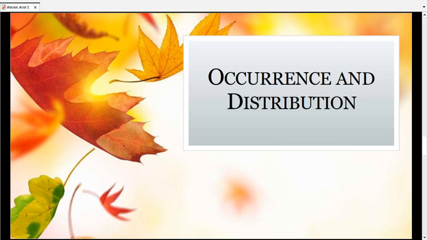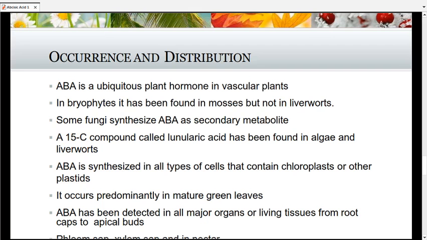Now we will study its occurrence and how it is distributed in plant tissues. We see abscisic acid is a ubiquitous plant hormone that is present in all vascular plants. Even in bryophytes, it is found in mosses but not in liverworts. Some fungi synthesize this as a secondary metabolite. In liverworts, a 15-carbon compound known as lunularic acid has been found, with a structure just like ABA.